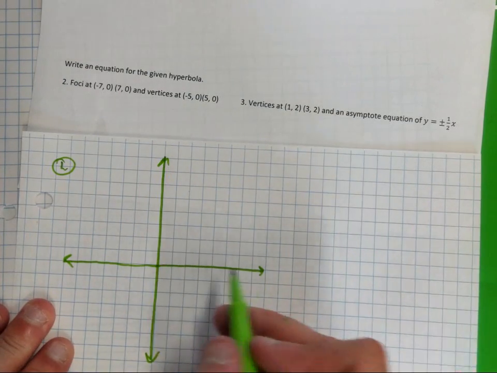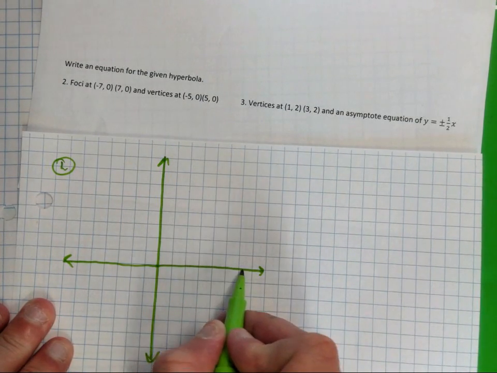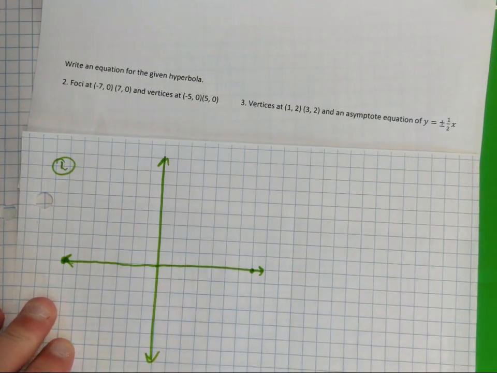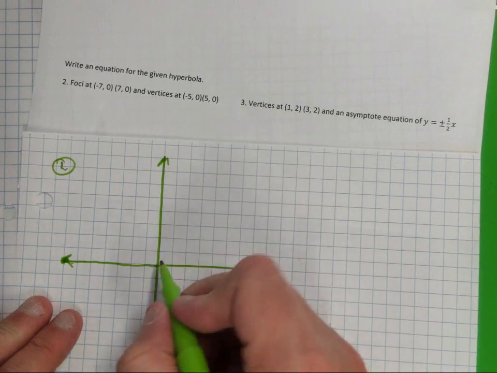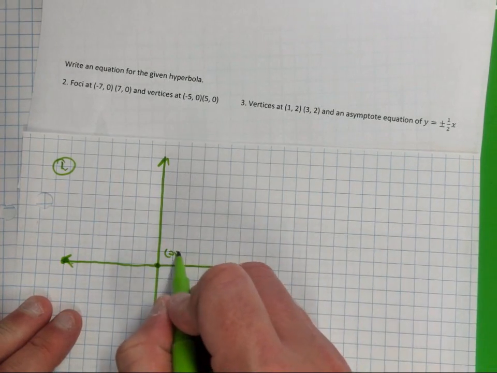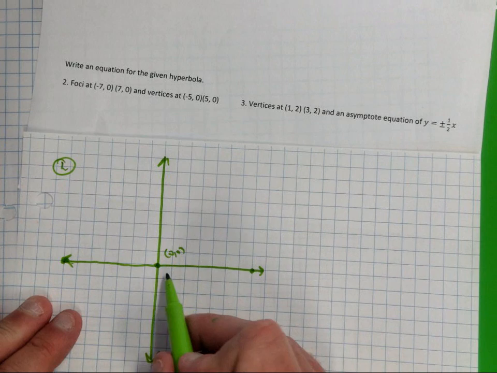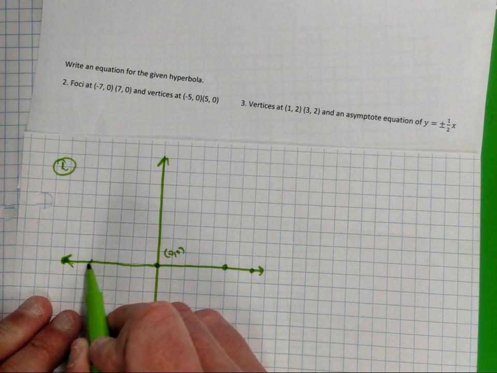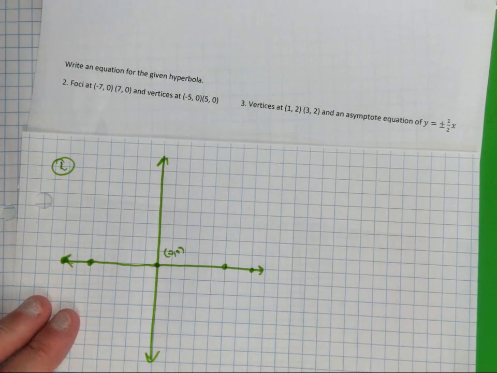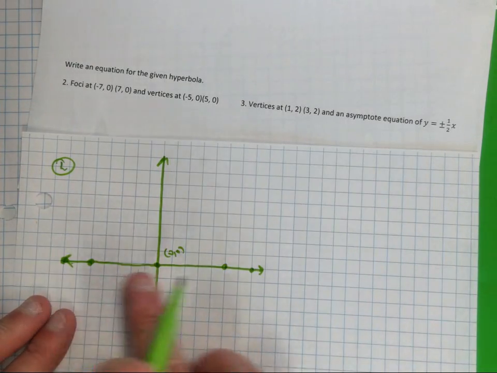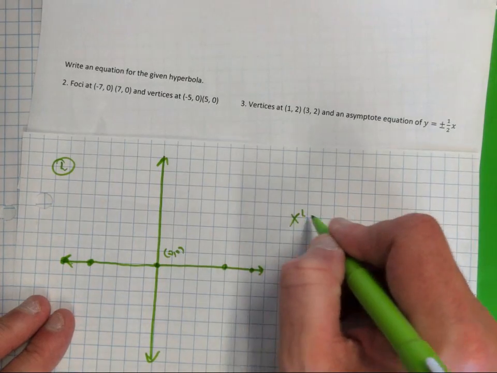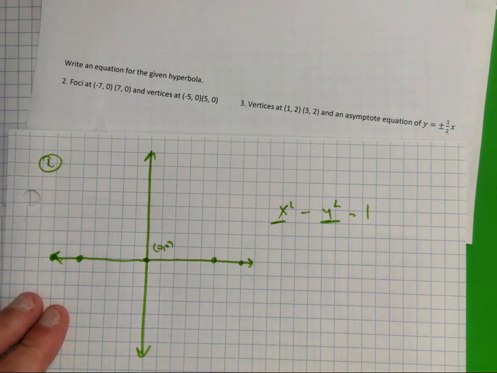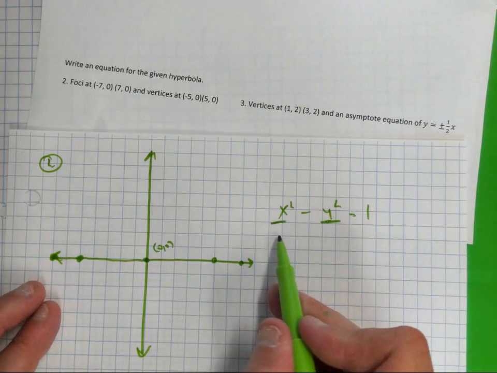My foci is at 7, 0. Right here. There's my foci. I clearly see that my center is at 0, 0. My vertices are at negative 5 and 5. It is horizontal, so I know that my x will come first. I do not need any parentheses around that because it's at the origin. My A will come first.